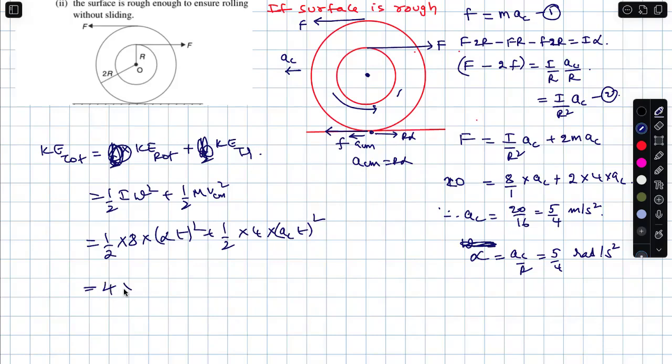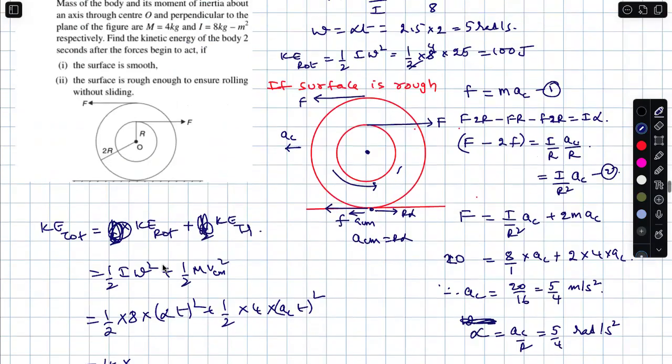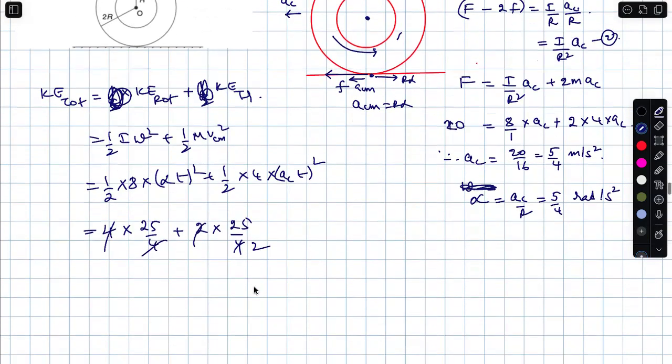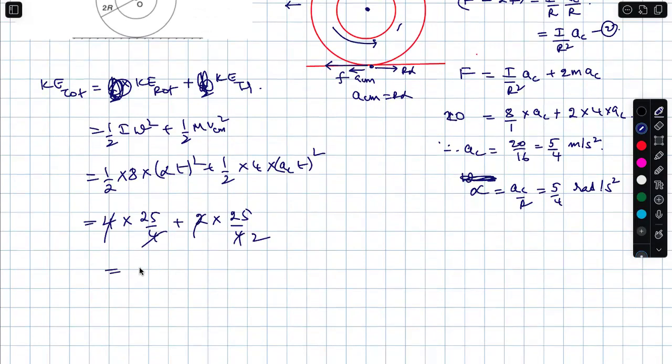Alpha is 5 by 4, time is 2 seconds. 25 by 4 plus 2 into AC, 5 by 4, 2 seconds. Now this will become 75 by 2. So the answer will become 75 by 2, correct. That's all.